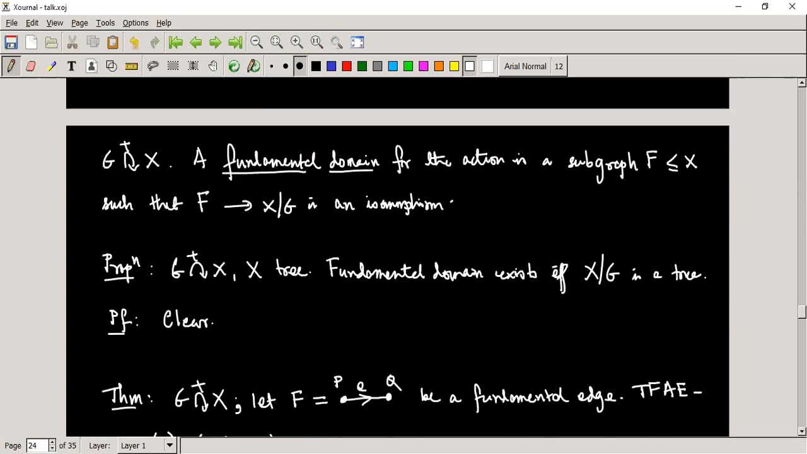Suppose that G is acting on X without inversions. A fundamental domain for the action is a subgraph F of X such that X by G is isomorphic to F. So for example, in the case of SL2Z acting on the tree, the fundamental domain was that edge between P and Q, e to the power i pi over 3 and i, because everything was a translate of that edge, right? So that was the fundamental domain.